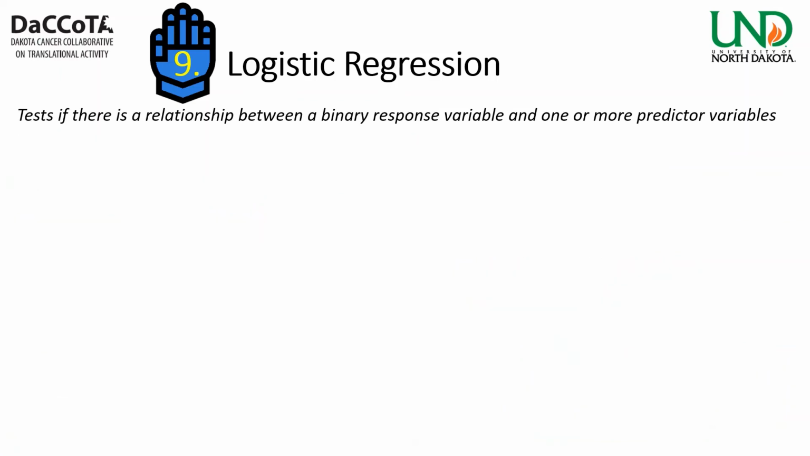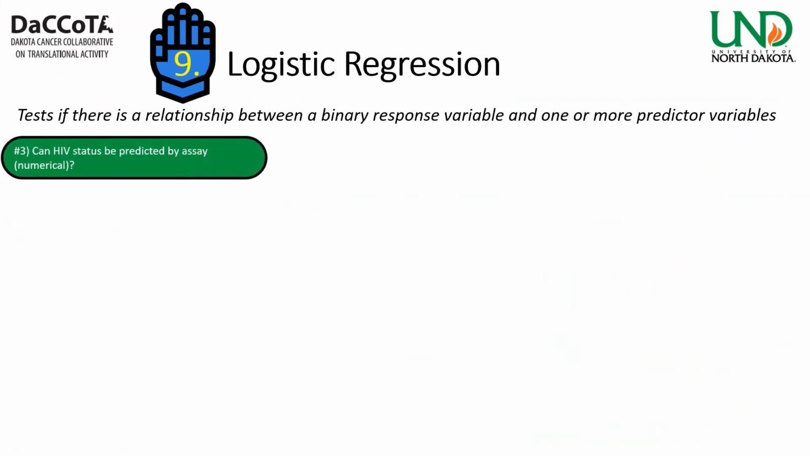Okay, let's move on. Now those two were numerical. We'll continue with our numerical X variable values with: can HIV status be predicted by assay? So we're going to treat these assays, like 1 to I think 9, as numerical.